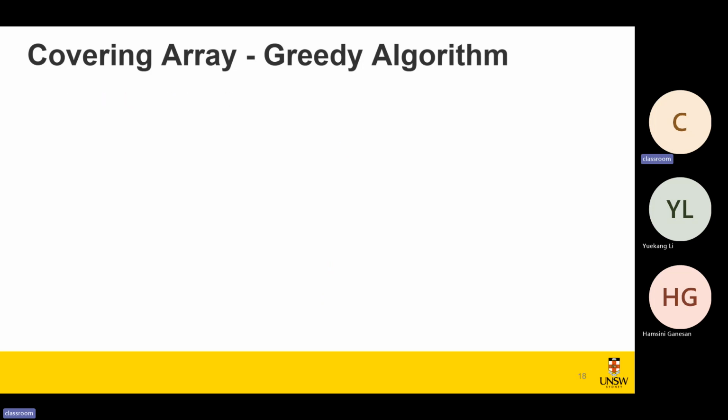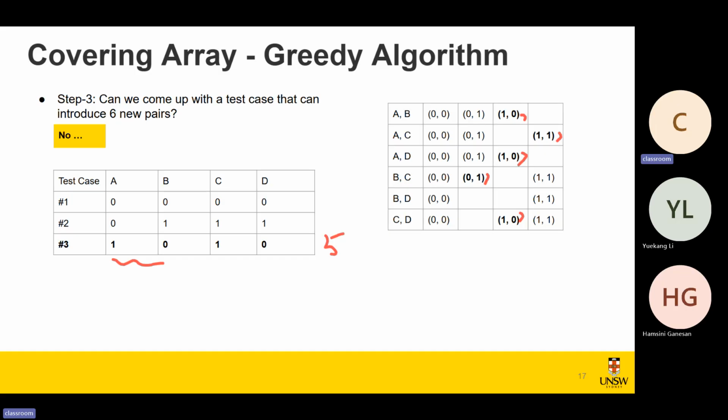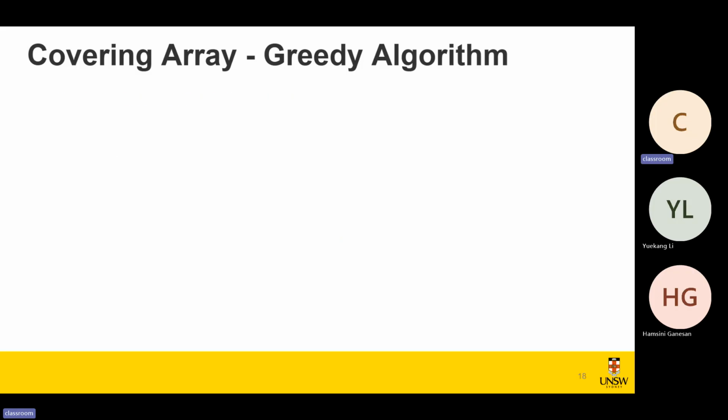And for each step, if we want to write a program to automate this, you can think about, okay, can we find a test case that can introduce 6 new pairs? If the answer is no, then we think about whether we can bring up a test case that can help us cover 5 new pairs. And if no, then we think about 4 and 3 and 2 and so on. So this is how you can roughly write a program to reflect this greedy algorithm process.